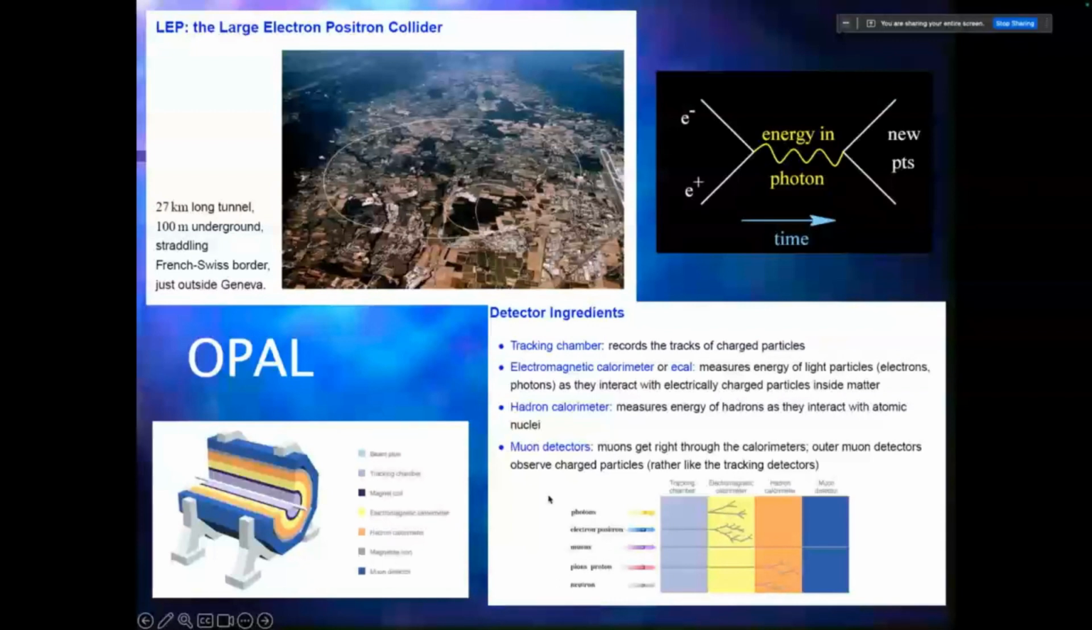Okay, so that's the broad way in which the detector works and how we can, for example, distinguish between an electron and a photon in the detector, based on the fact that one of them left a track and the other one didn't.